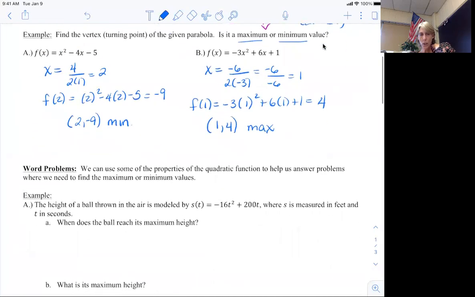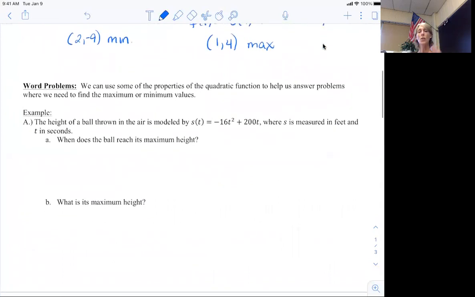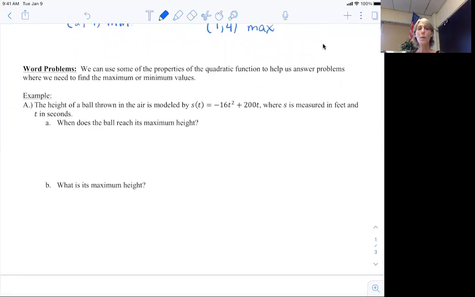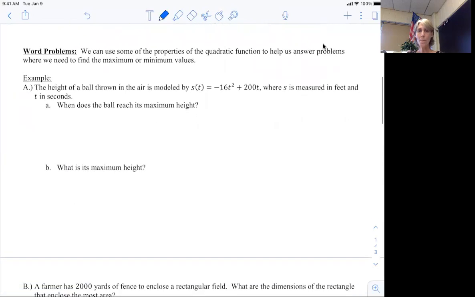Now let's take a look at some different types of word problems, okay? So instead of just giving you and asking you, now we're going to have to kind of think a tiny bit. So we can use some of the properties of the quadratic to help us answer word problems when we need to find maximum or minimum values. For example, and this is a nice, easy example from like Algebra 2. The height of a ball thrown in the air is modeled by S of t equals negative 16t squared plus 200t. S is measured in feet, and t is in seconds.